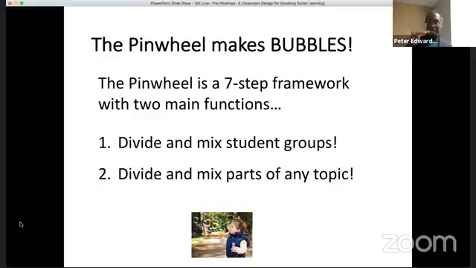And so we've broken it down into 7 steps, but there are 2 main goals. One is to divide and mix student groups, and the second one is to divide and mix topics. This will make our classes more bubbly, more soap, more air, and hopefully get everyone talking and learning.